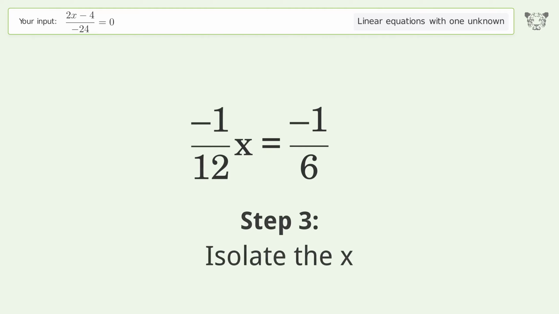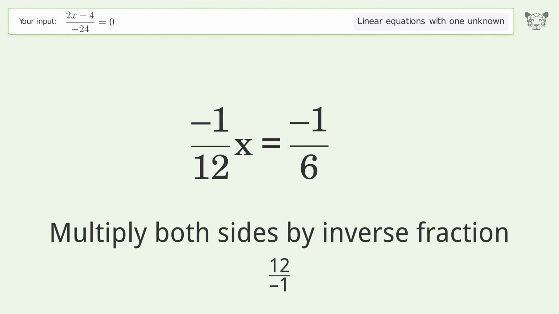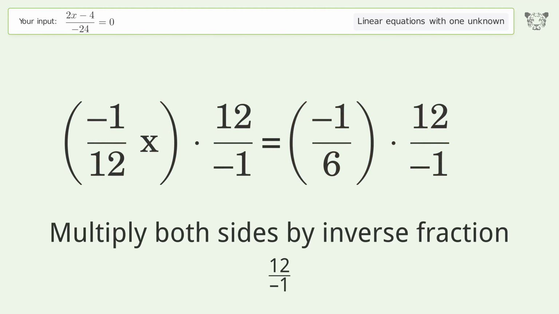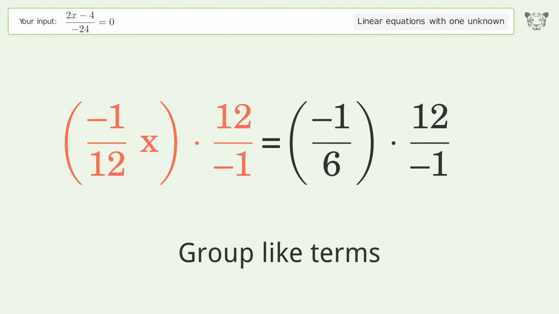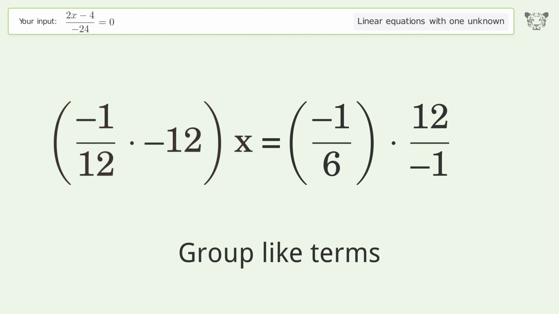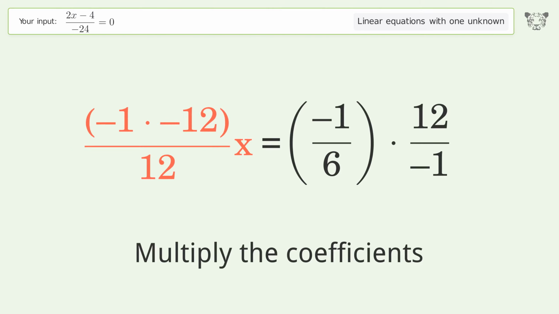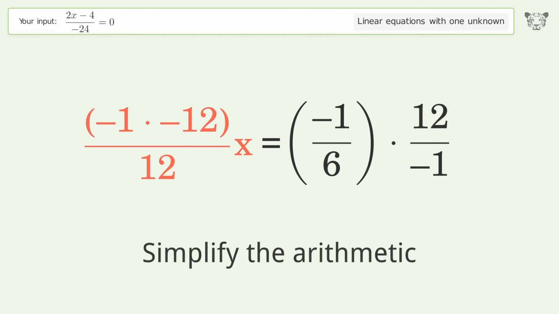Isolate the x. Multiply both sides by inverse fraction 12/-1. Group like terms. Multiply the coefficients. Simplify the arithmetic.